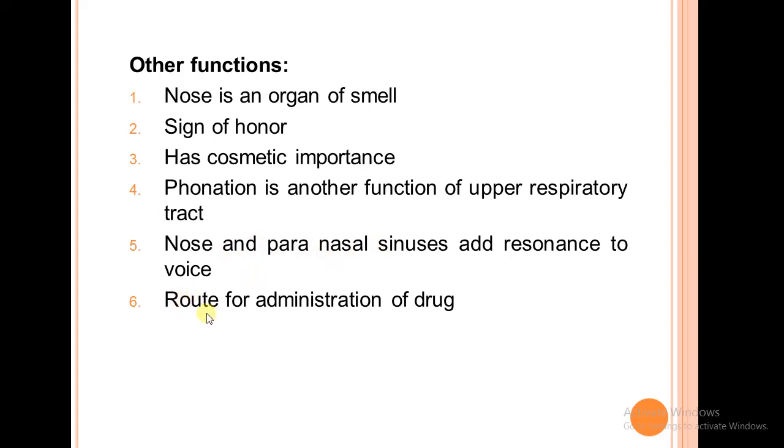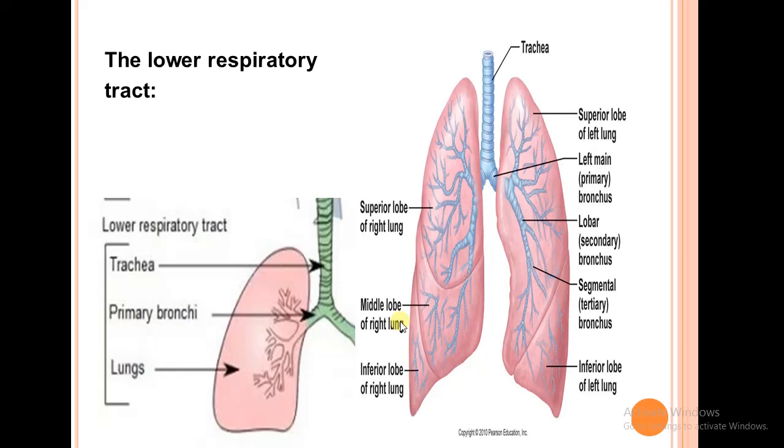Then the nose is also a route for administration of drugs. We can administer drugs through the nose, like nasal sprays. It's also a route for administration of a nasogastric tube, which can be used for feeding purposes. So these are different functions of the upper respiratory tract.